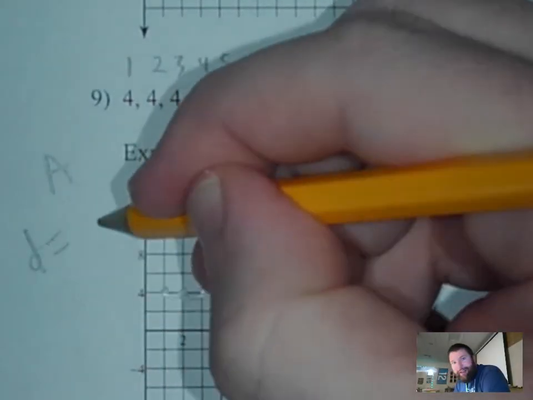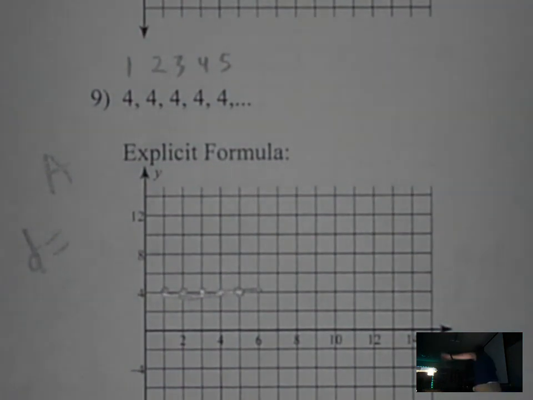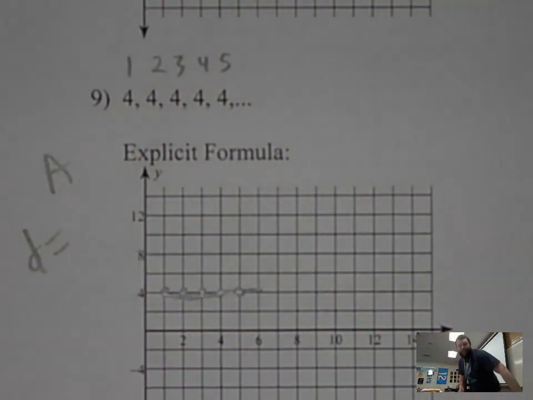It's adding 0. My lights just went off, so now I'm spooky. Hold on. Okay, there we go. Gotta love those cost-saving measures.